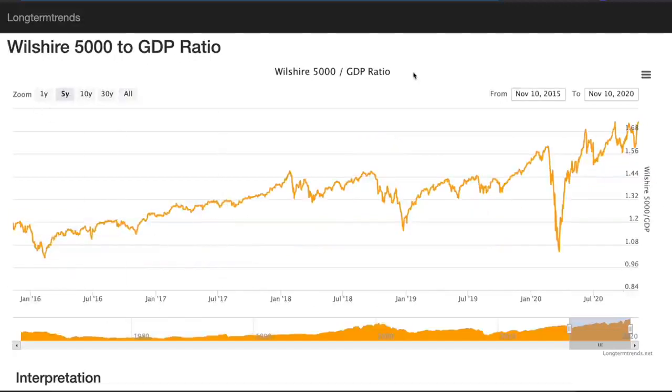In fact, jumping back onto a 5-year chart, what you can see here is that we've been over the 1.45 mark for nearly 3 years now.